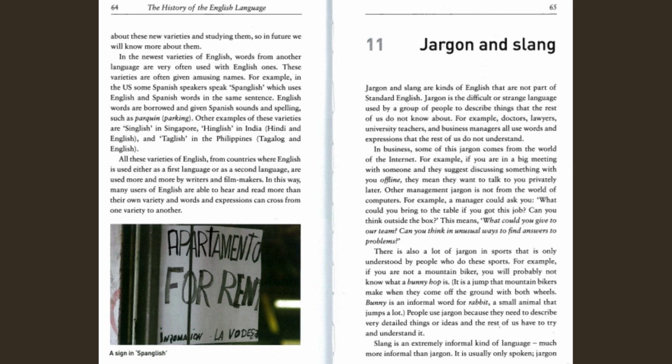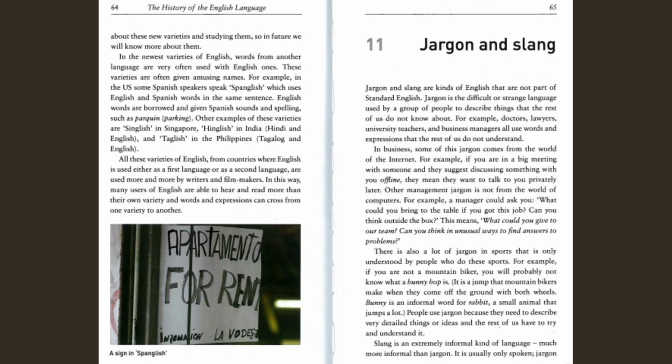Other management jargon is not from the world of computers. For example, a manager could ask you, "What could you bring to the table if you got this job? Can you think outside the box?" This means, what could you give to our team? Can you think in unusual ways to find answers to problems?